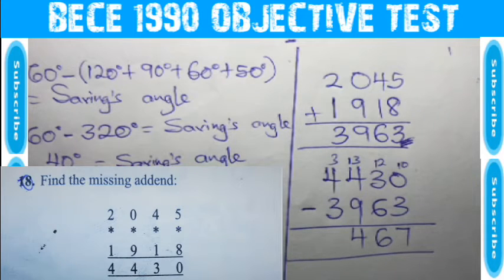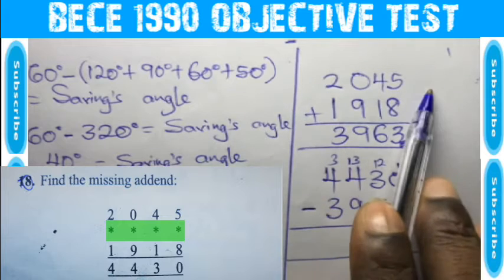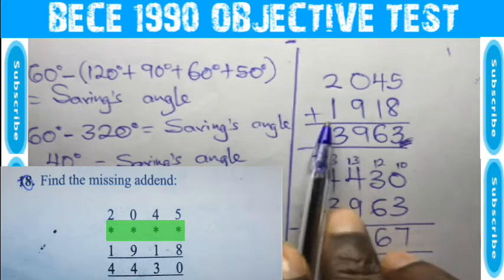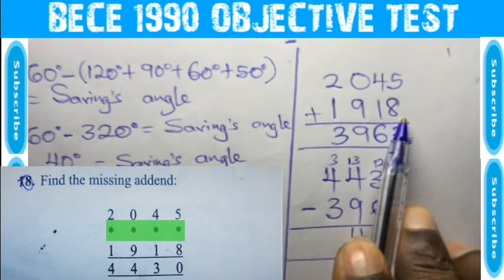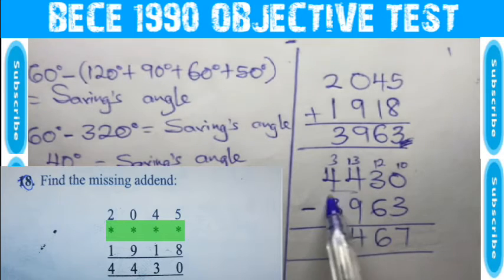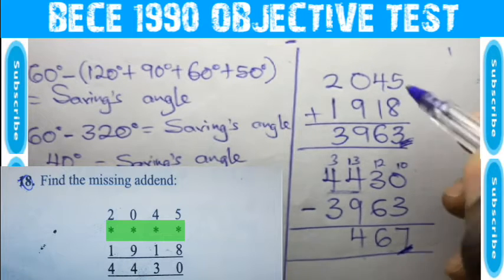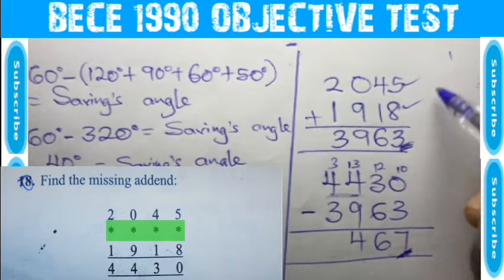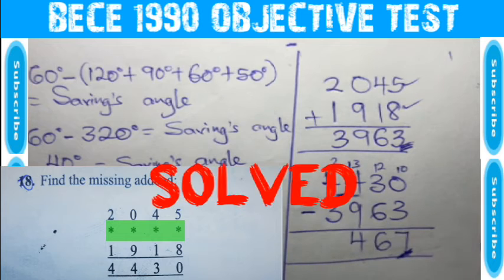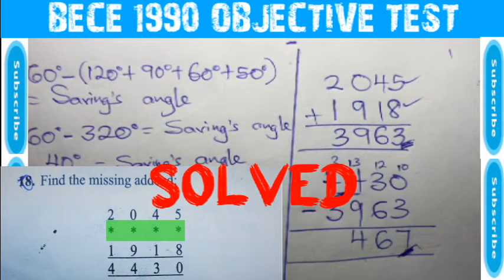That's what we have. So the missing addend is 467. If you add 467 to 2,045 and then to 1,918, you have this answer. When you add this missing addend, you add this to this and then to this, you have this answer. We are done for question 18.